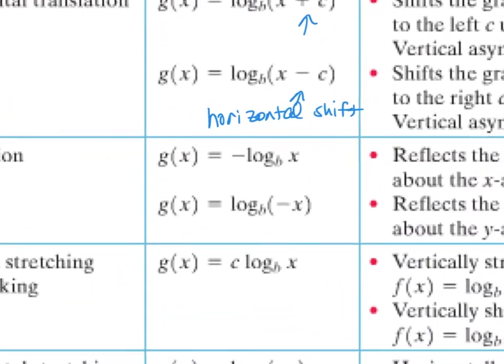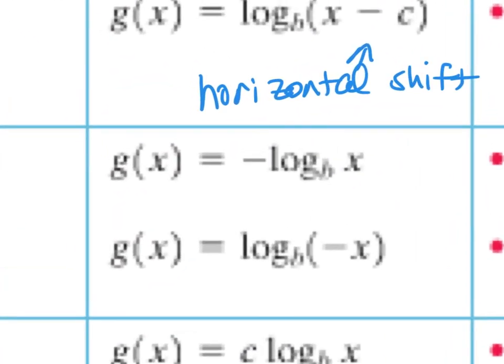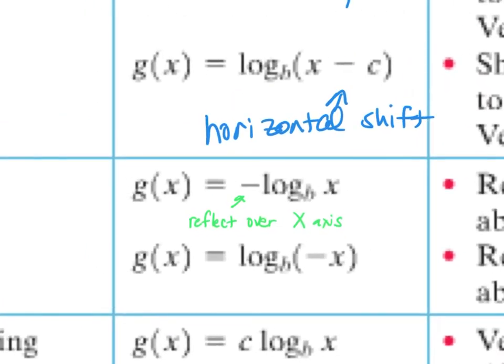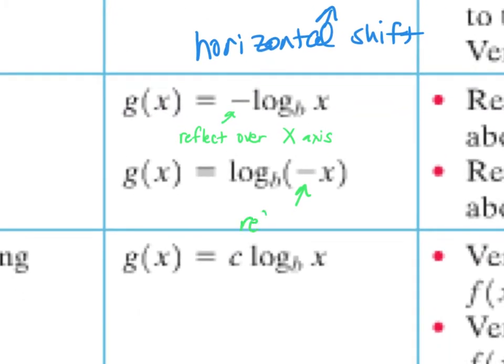If you have a negative that's out in front here, what does a negative out in front mean? It's up or down? It's a reflection where? On the x. Over x, good. If you have a negative inside the parentheses, where it happens to be with the x, it's going to reflect over y. Good. Same stuff you guys have known.